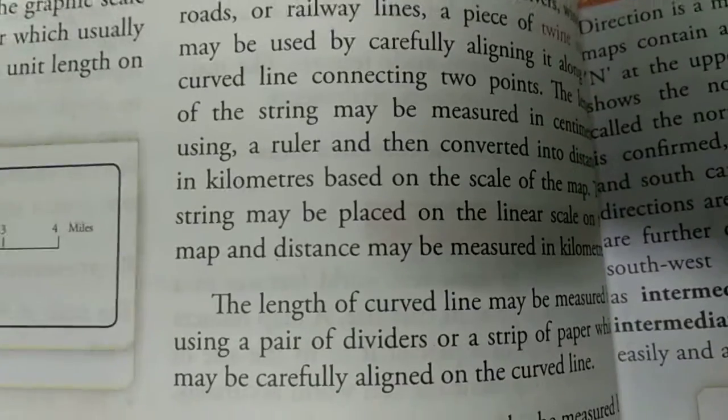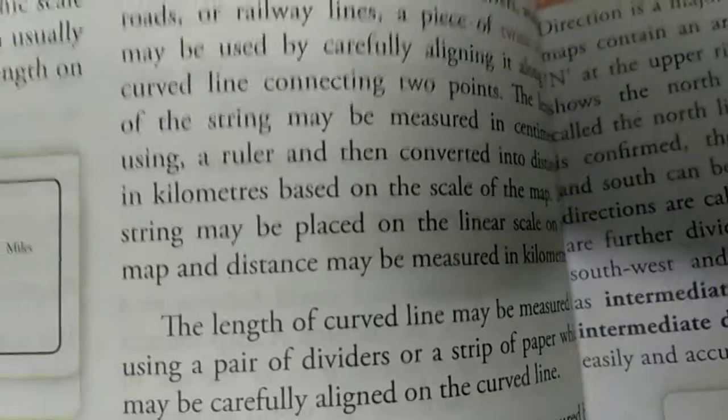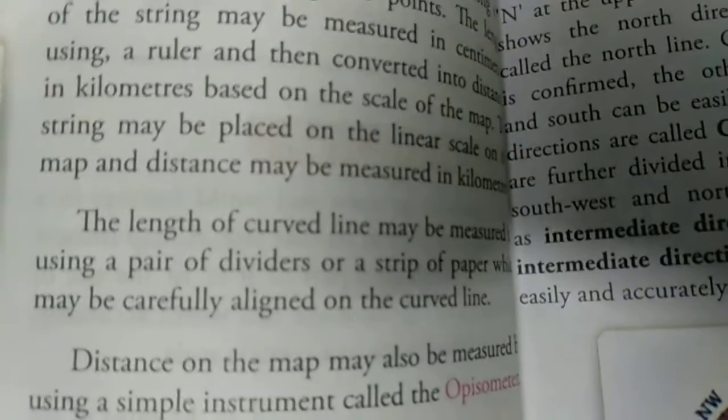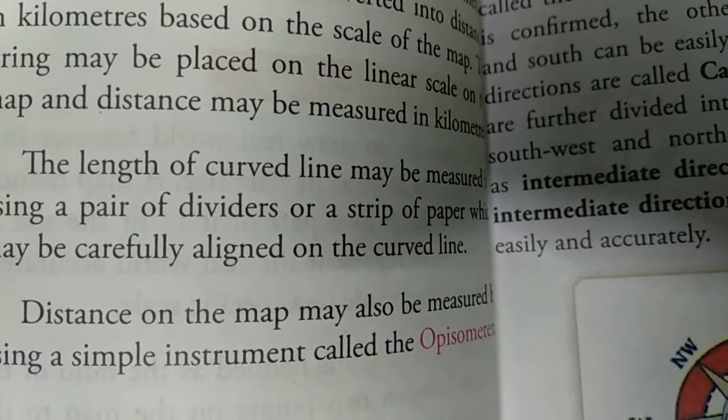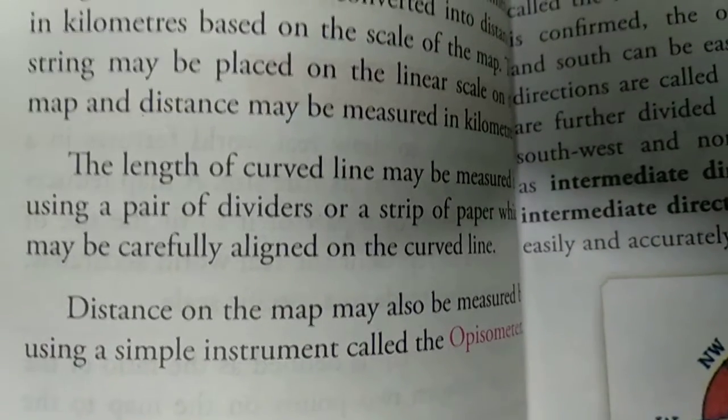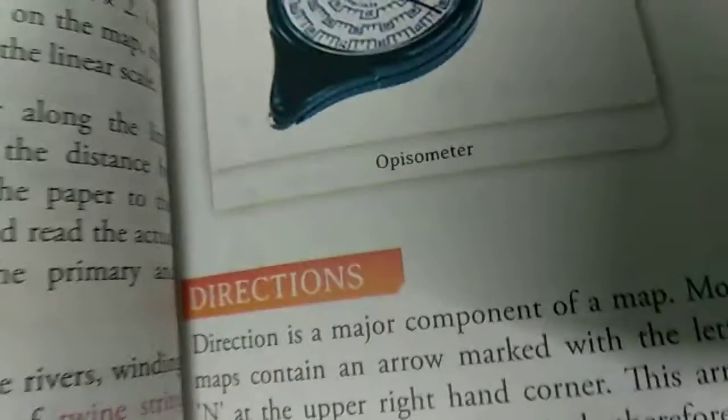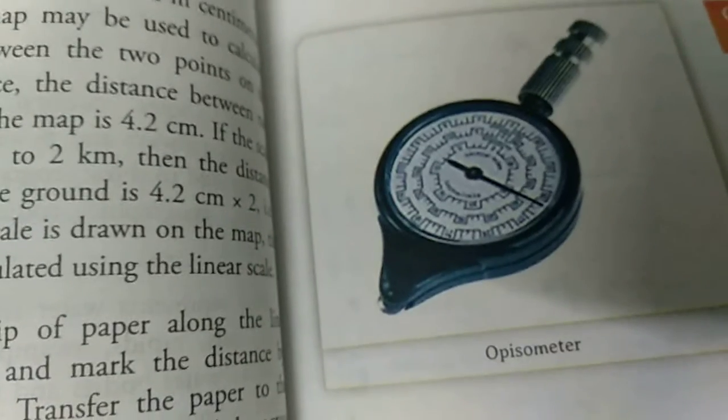Next, the length of the curved line may be measured using a pair of dividers or a strip of paper. Then that can be carefully aligned on the curved line and we can read out the distance. Distance on the map may also be measured using a simple instrument called the opisometer.